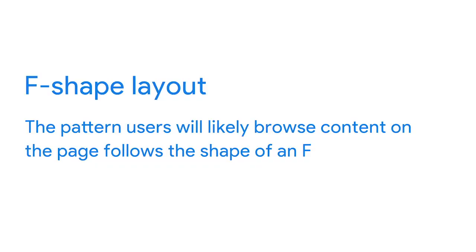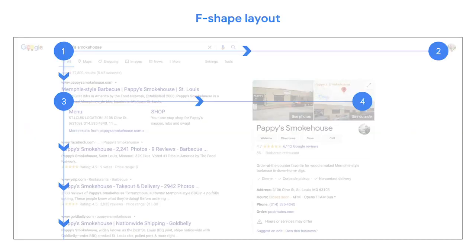These layouts get their names from the path that the user's eyes usually follow across the page. F-shape layouts mean that the pattern users will likely browse content on the page follows the shape of an F. An F-shaped layout is commonly used to present a lot of material on a single page. The F-shaped layout allows users to scan the information quickly. This layout is often used on search result pages like this one. The user follows the shape of the F as they explore the page.